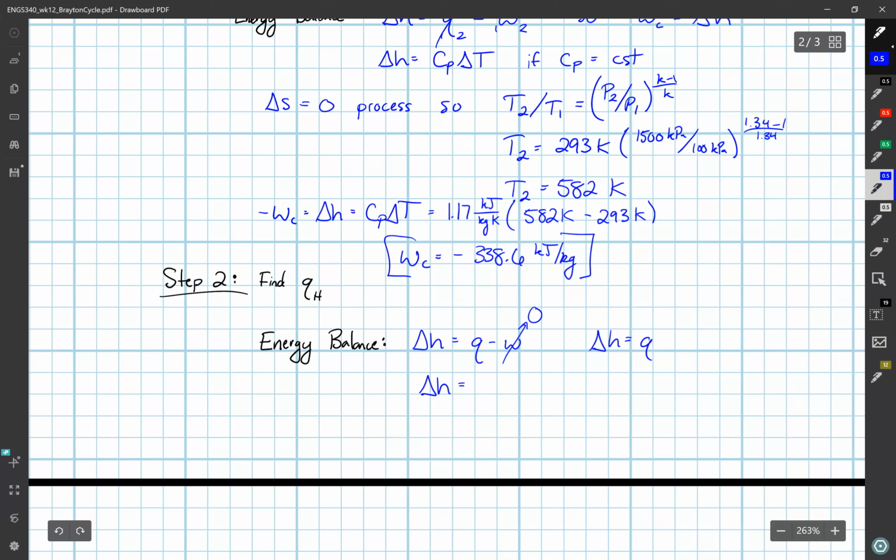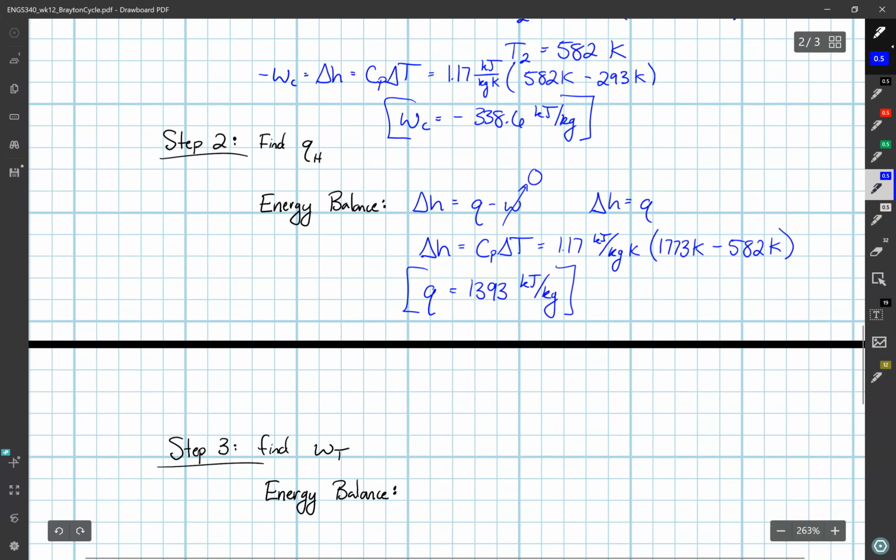And we know that for constant heat capacities, delta H equals Cp delta T, 1.17 kilojoules per kilogram Kelvin. And we already know what the difference in temperatures is because we calculated T2. This is now 1773 Kelvin. That's T3 minus T2, 582 Kelvin. So Q is going to be equal to 1393 kilojoules per kilogram.